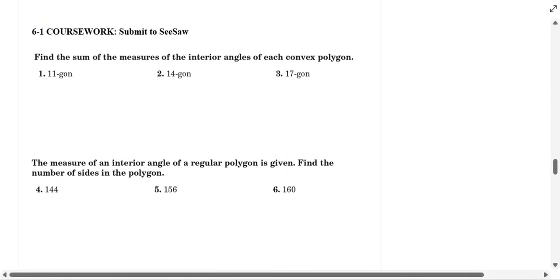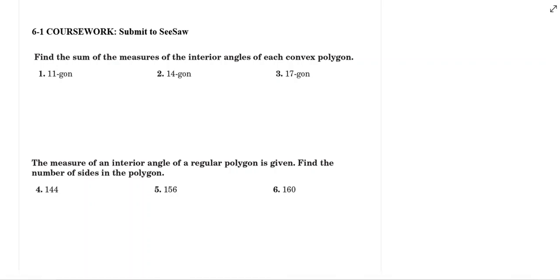Just to give you an example, here are a couple of the coursework or homework problems that we're looking at. Let's look at the first problem right here. 11-gon, we have 11 sides, so it's going to be 11 minus 2 times 180. So 9 times 180, which would give us an answer of 1,620 degrees.